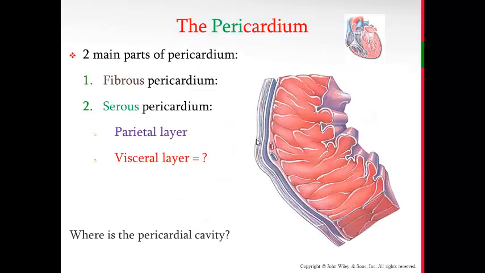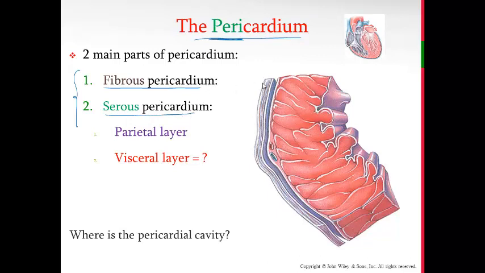Let's look at the linings outside of the heart. The linings are called the pericardium, peri for surrounding, for instance, the heart. So there are two main parts of the pericardium, a fibrous part and a serous part. So let's first take a look at the fibrous part.